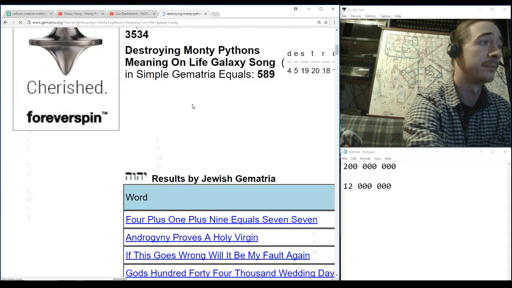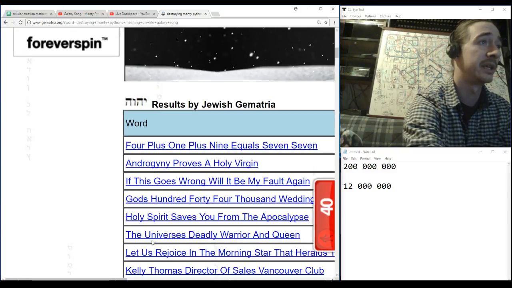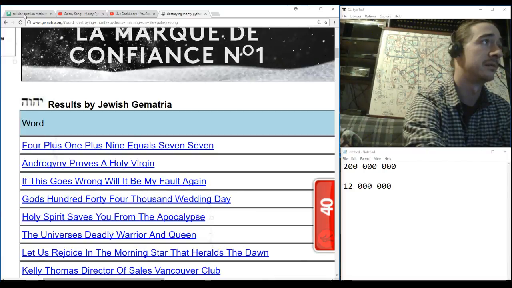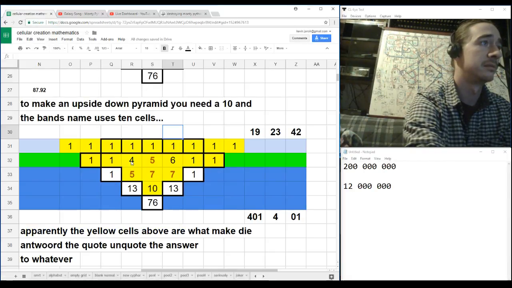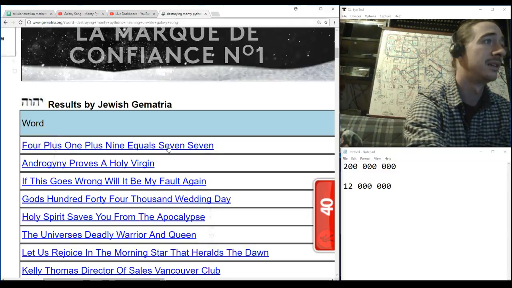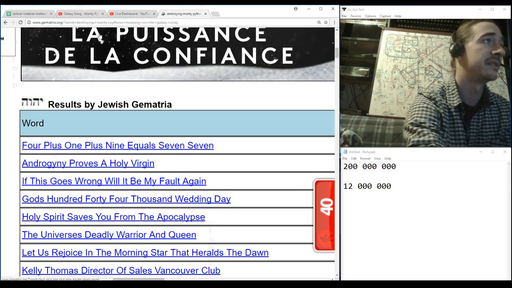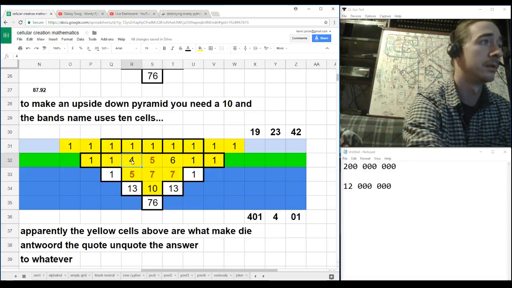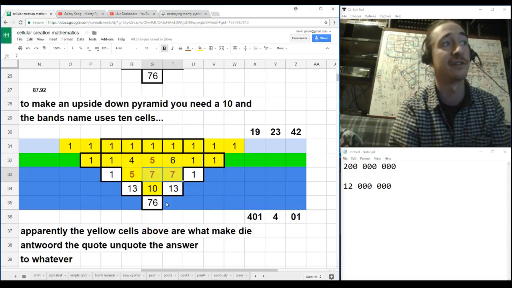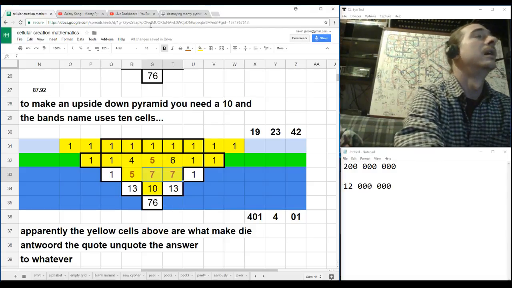Alright, anyway, what does it mean? 4 plus 1 plus 9 equals 7, 7. What the fuck? 4 plus 1 plus 9 equals 7, 7. So these 3 equals these 2. 32 and 23 are very important numbers in creation of energy.